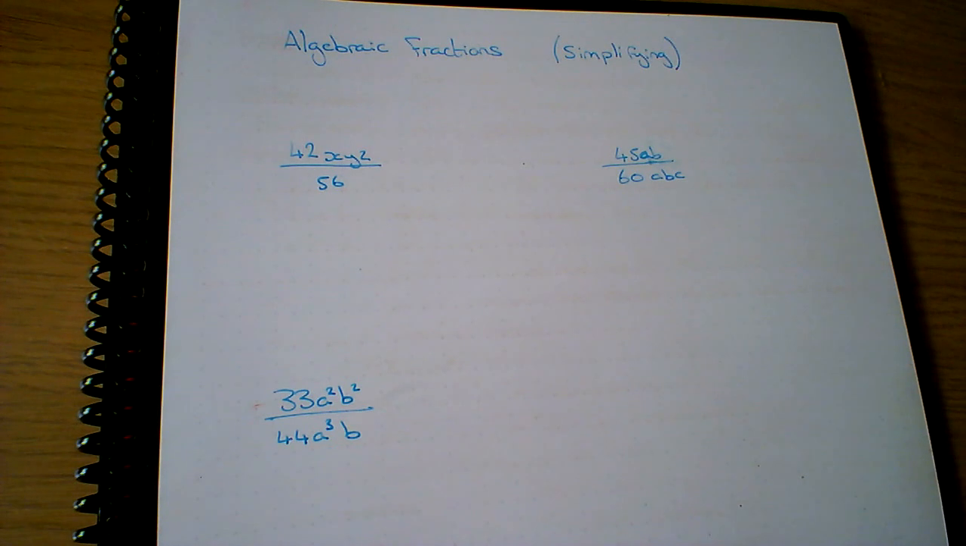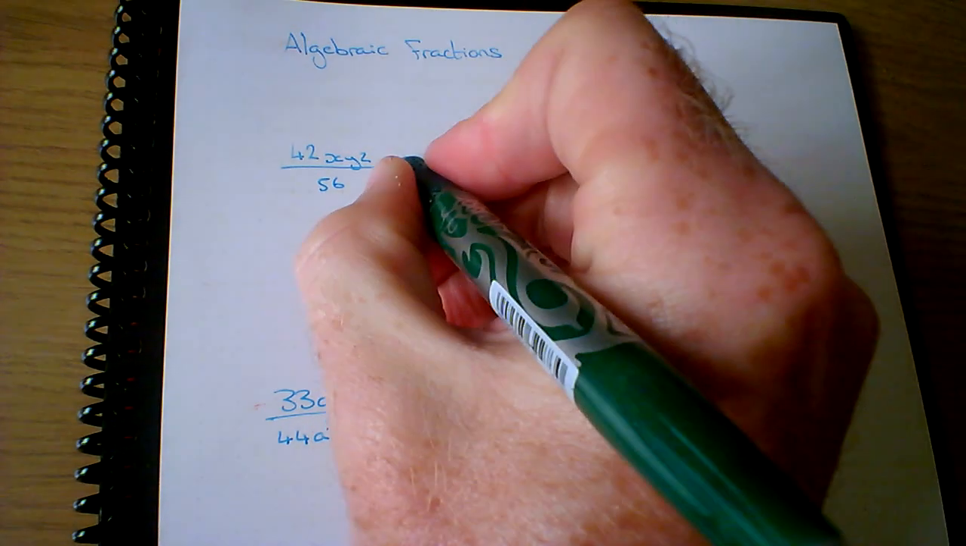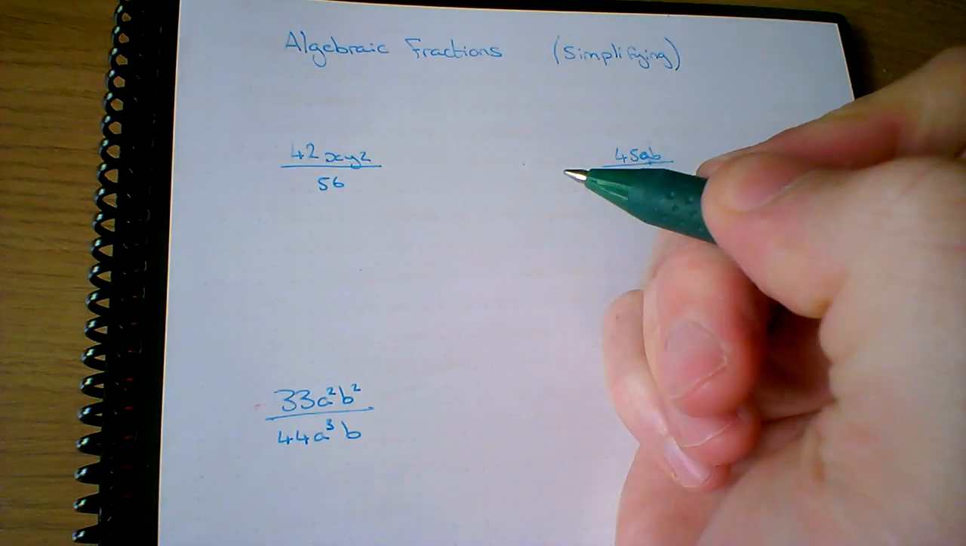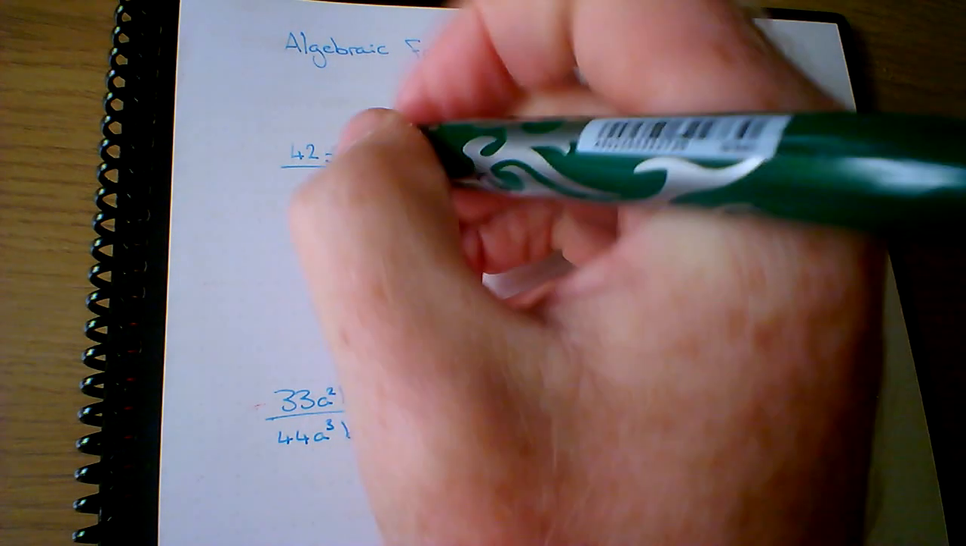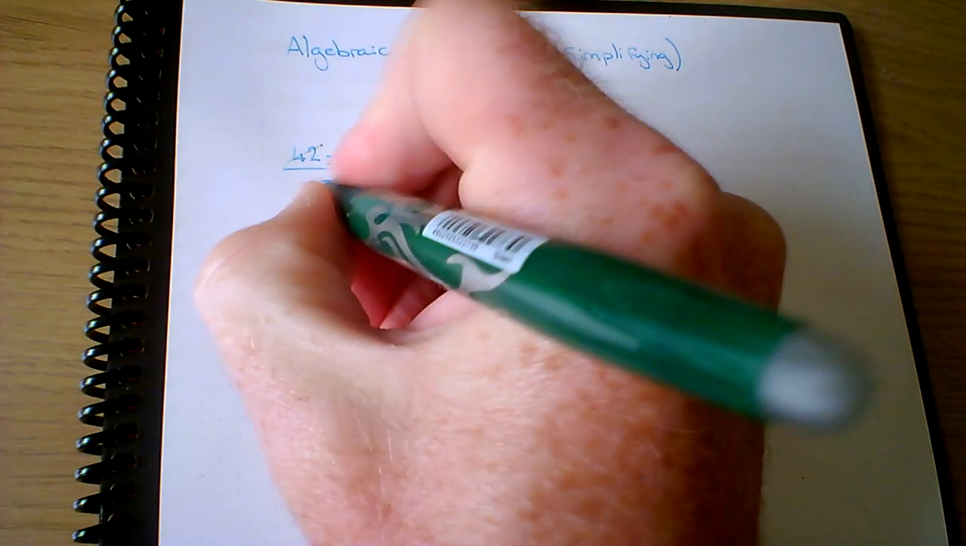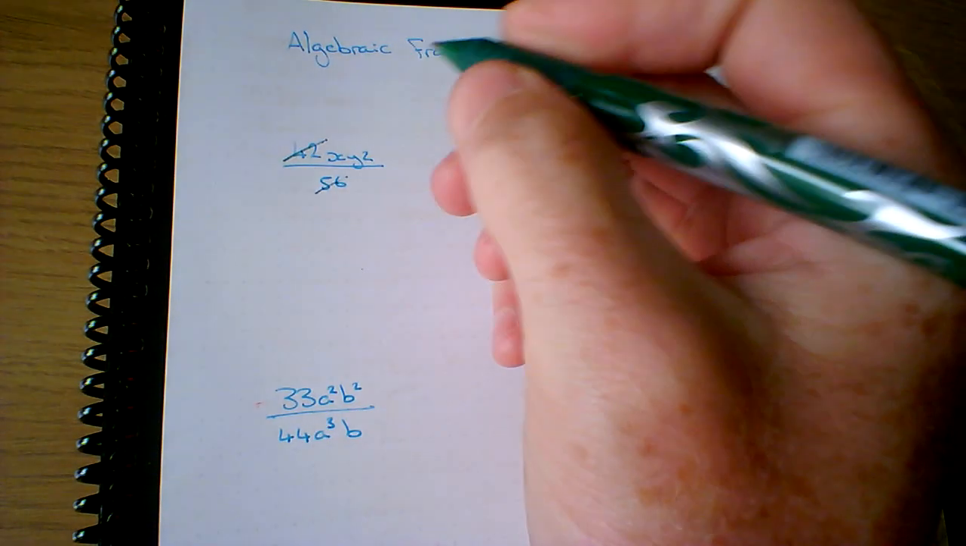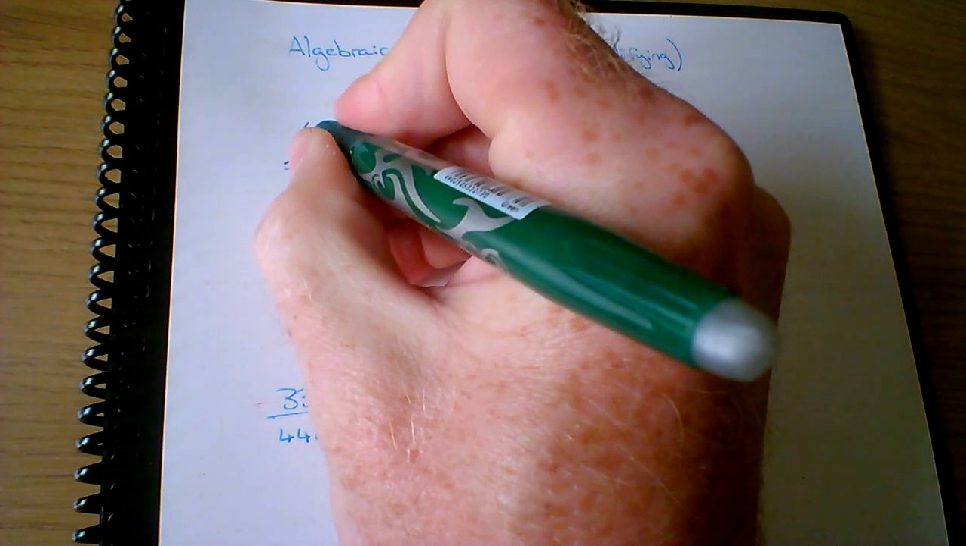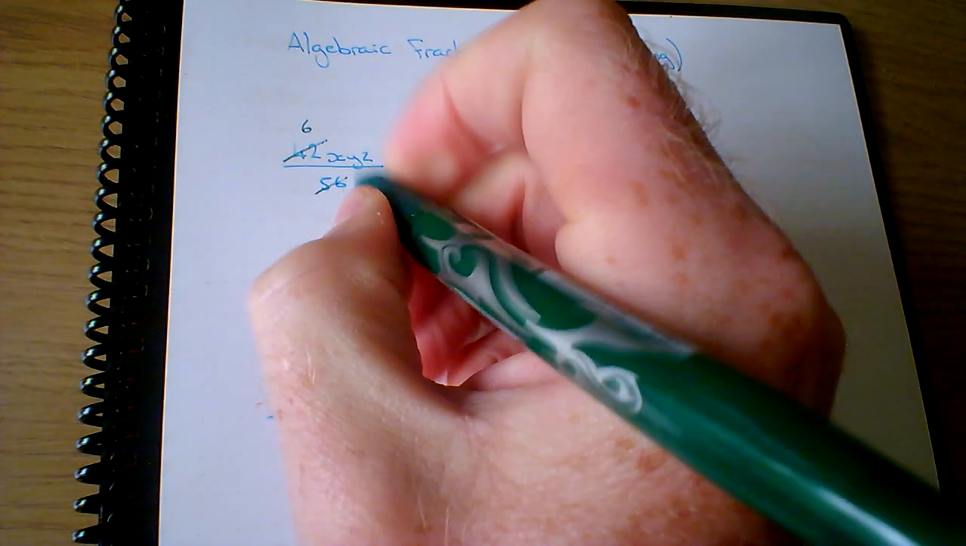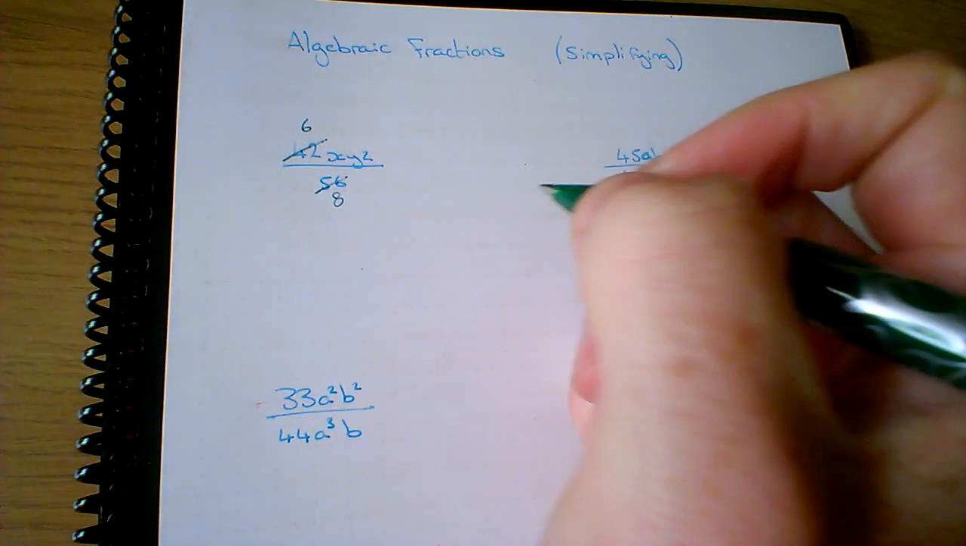So if we have a look at the first one, top left, we've got 42xyz divided by 56. Well, the first thing I'm going to look to do is simplify the numbers. Before I even touch the letters, I'm going to look to simplify the numbers. 42 and 56, they are both in the 7 times table, so I'm going to cross them both off and divide them both by 7. 42 divided by 7 is 6. 56 divided by 7 is 8.